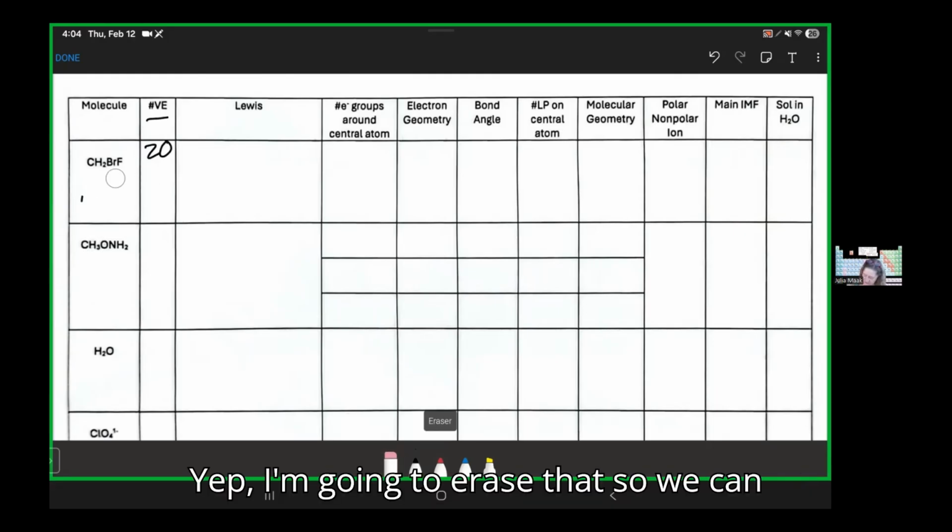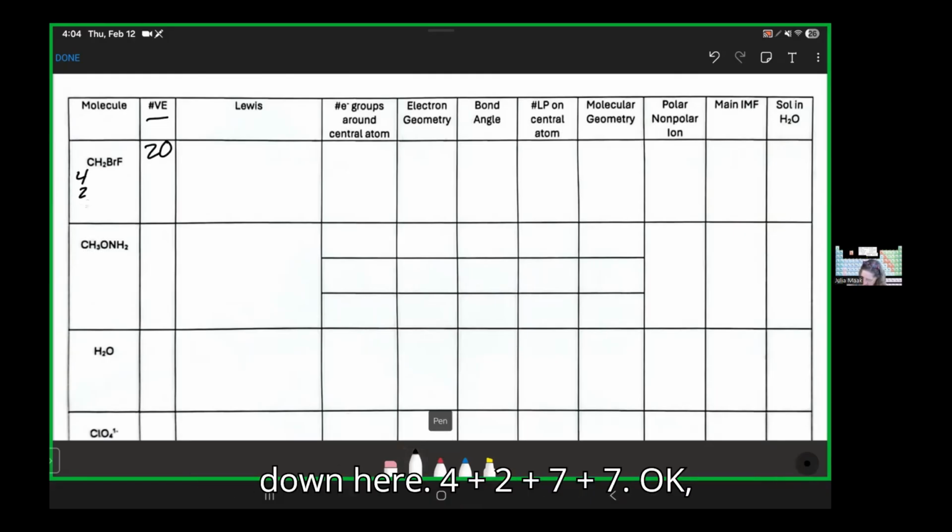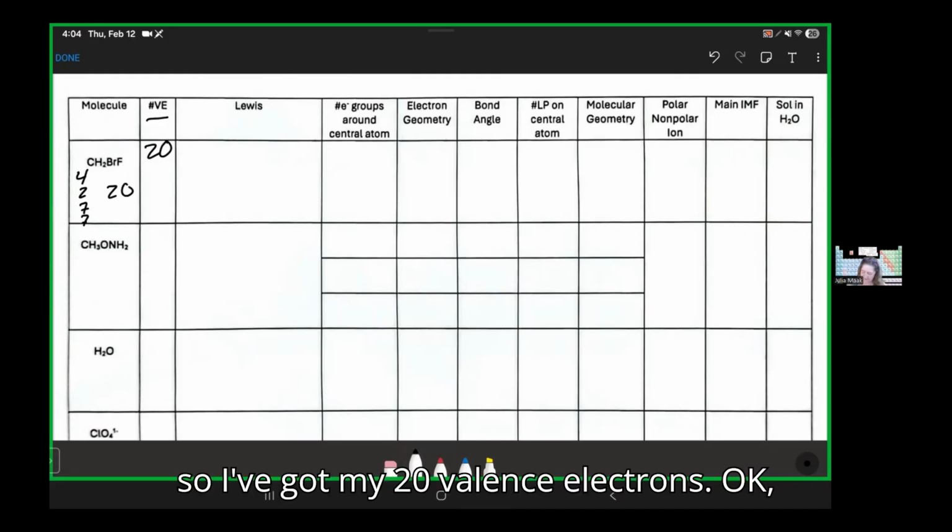I'm going to erase that so we can see what's going on there. I'll write it down here: 4 plus 2 plus 7 plus 7. Okay, so I've got my 20 valence electrons.